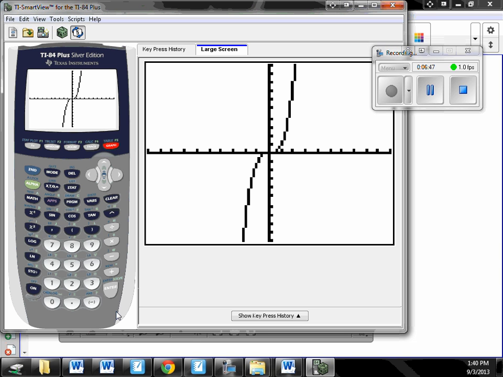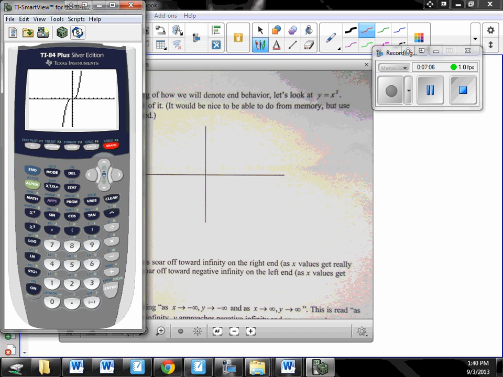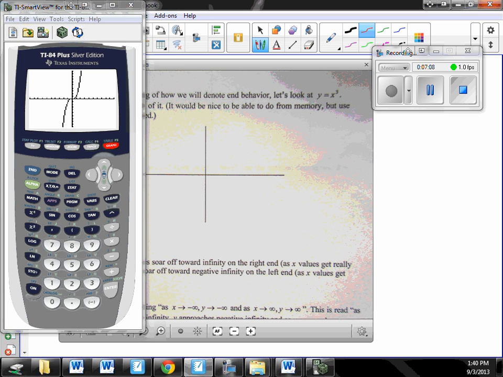Oh, it's not working at all. Push on. Okay, now try it again. Hit graph. While it's graphing, don't push any buttons. That's what happened. All right. So an x to the third graph looks like this.